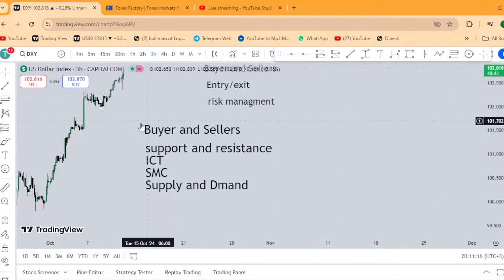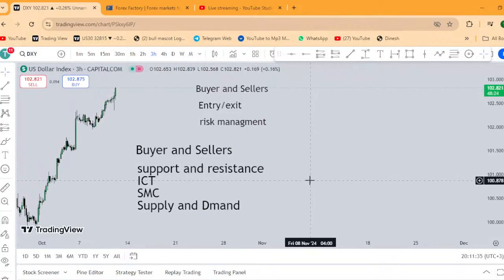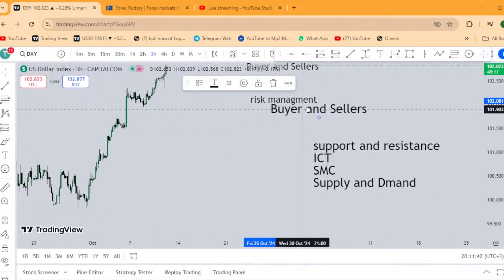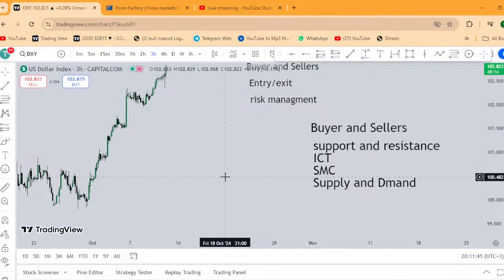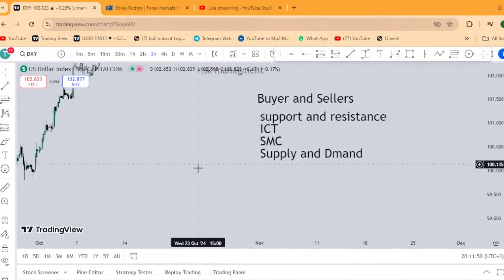So the most important thing for ICT, for SMC, for support and resistance, supply and demand, is to give you that confidence to know when you buy and when you sell. That's confidence built with all these models. I have mentioned a few. So let's do some analysis using my own strategy. I call it the impulsive strategy, but let's go deep into what it means and what it is.